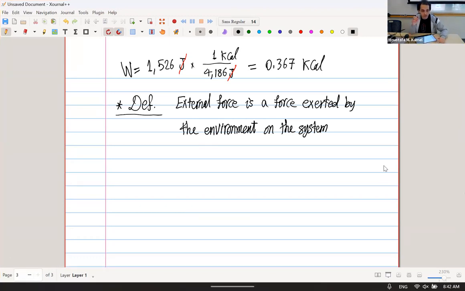Okay, so we wanted to differentiate between two different types of forces, external forces and internal forces. An external force is a force exerted by the environment on the system. And internal forces are forces within the system.